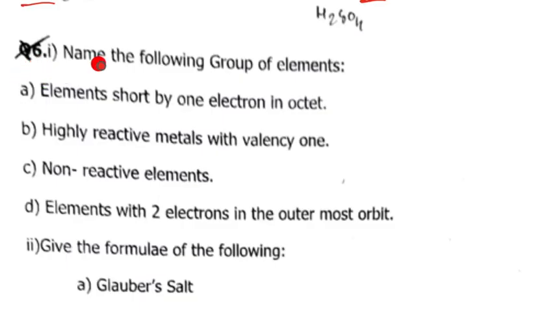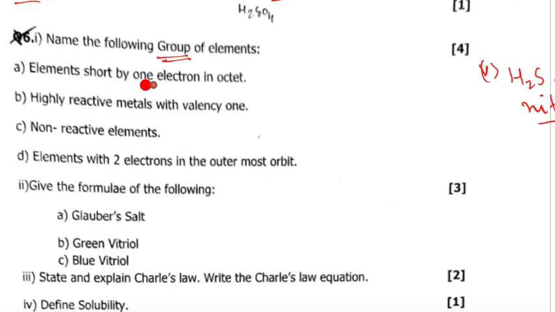This is question number 6. First part, name the following group of elements. So we have to name the group. The elements are short by 1 electron in the octet. 1 electron short means they must be having 7 electrons in the valence shell. So they are going to be halogens. Highly reactive metals with valency 1. Valency 1 means it will have 1 valence electron. So they are going to be alkali metals.